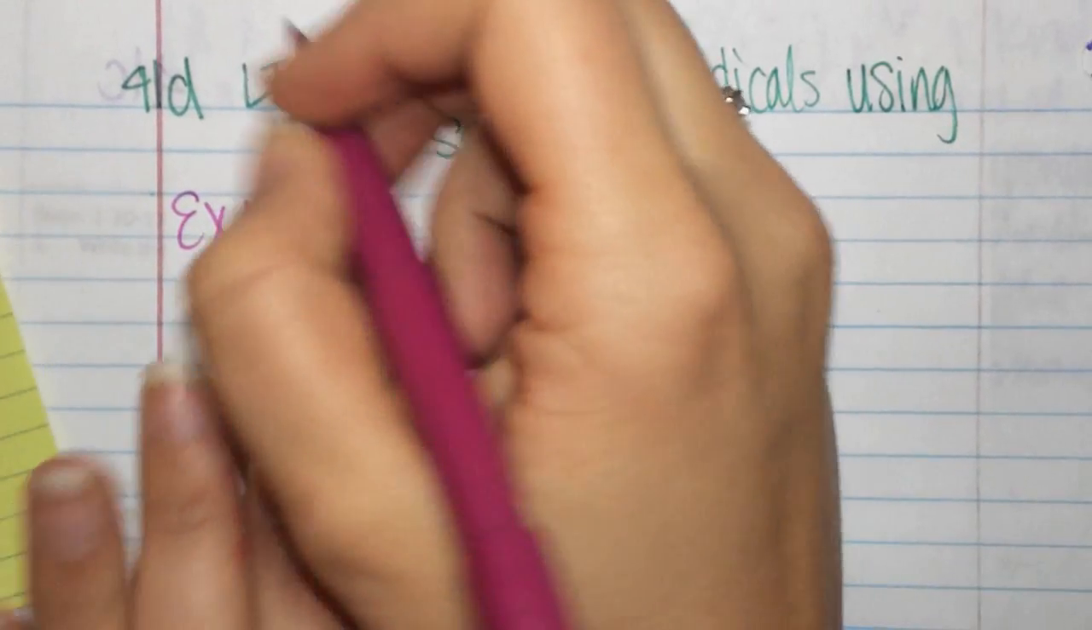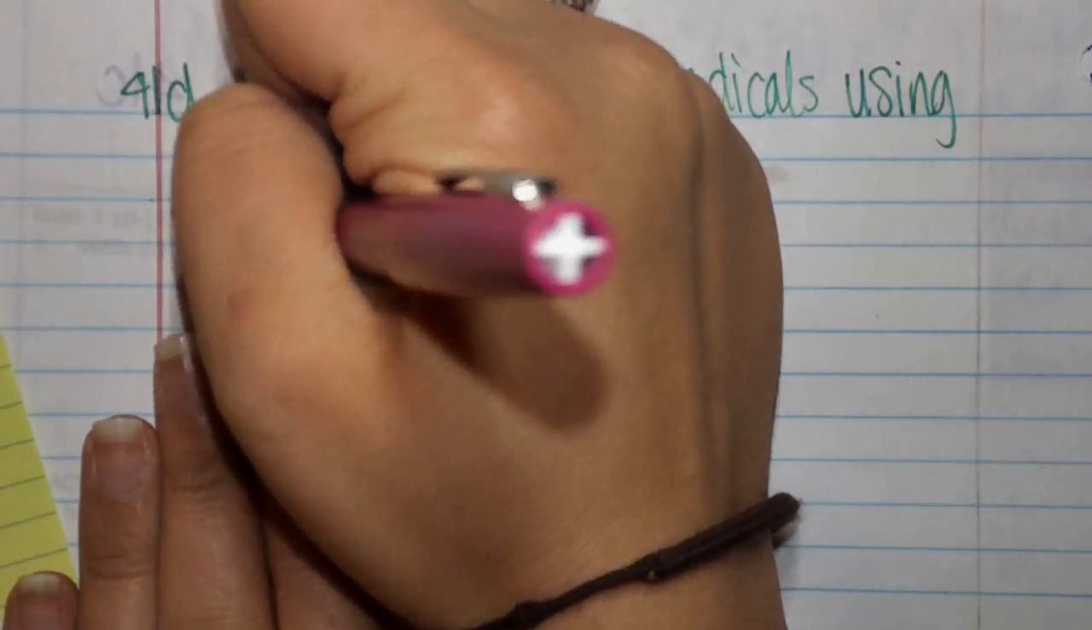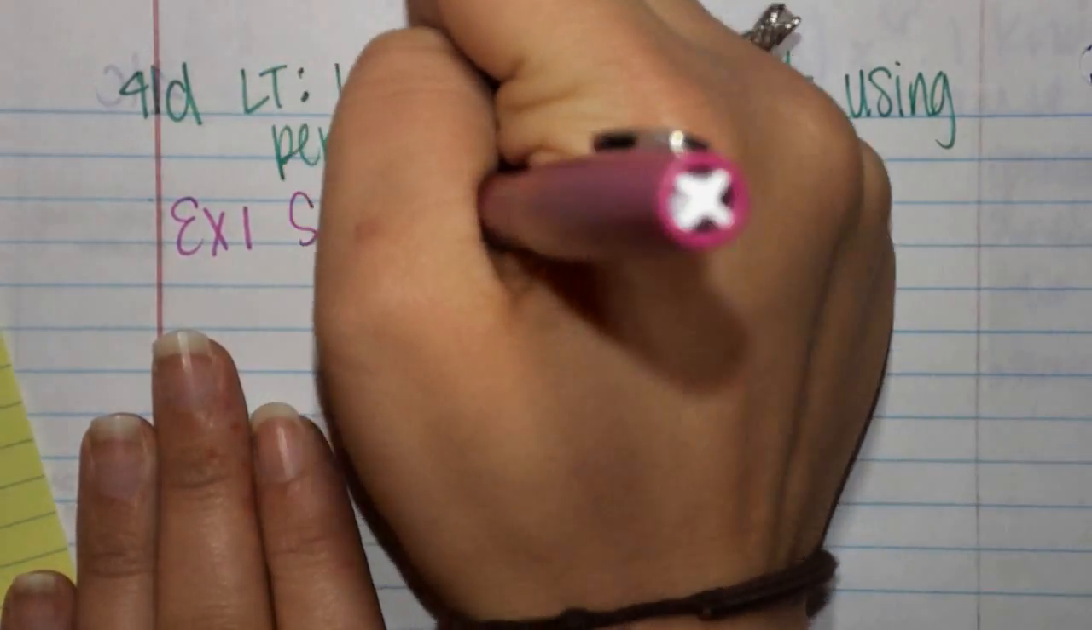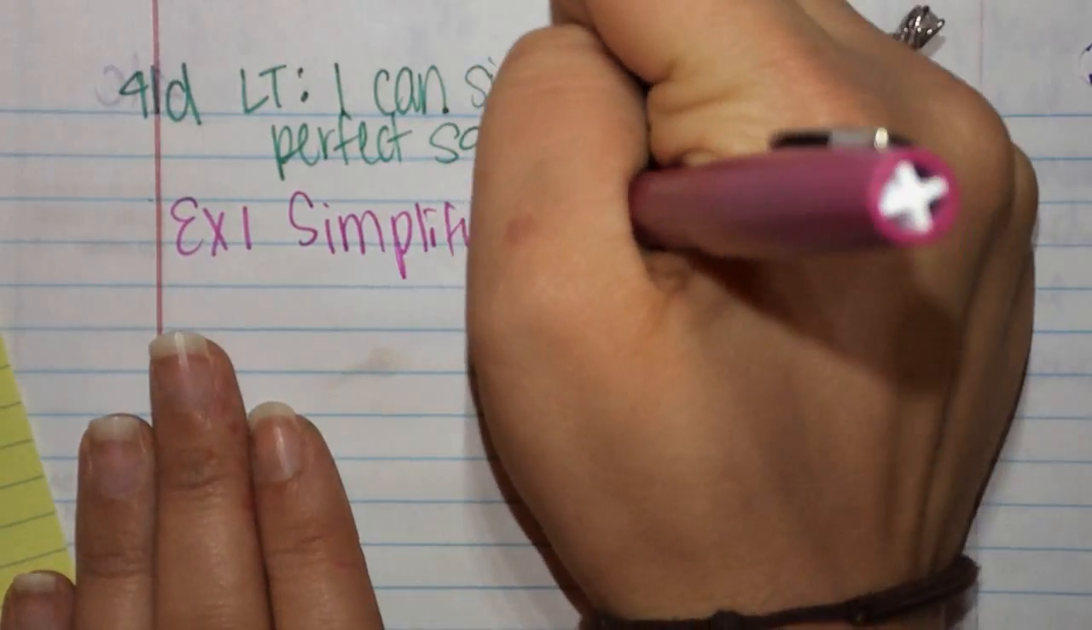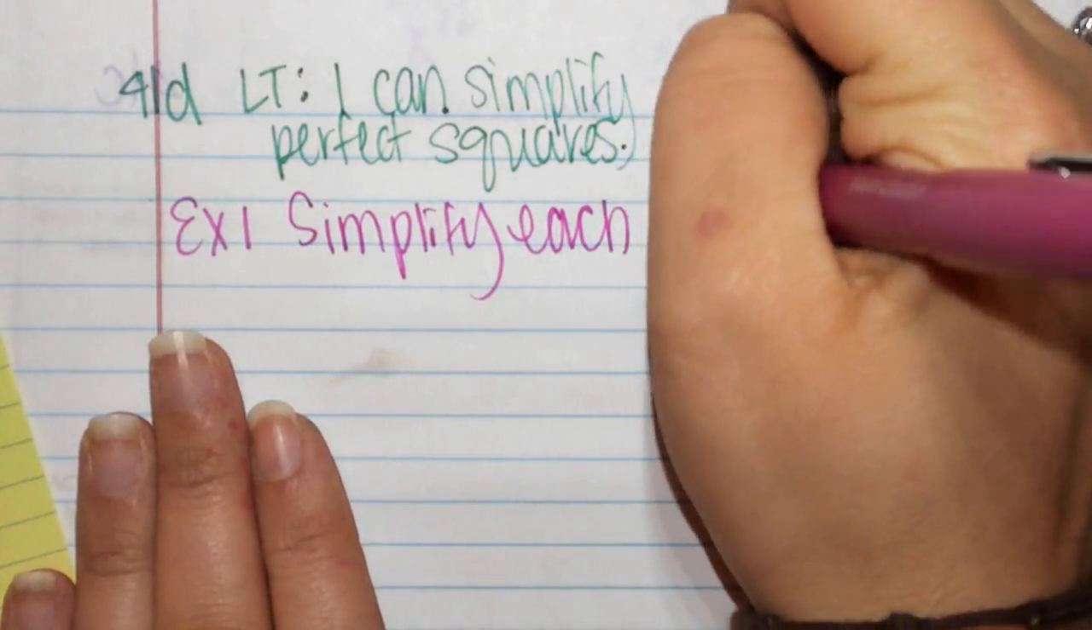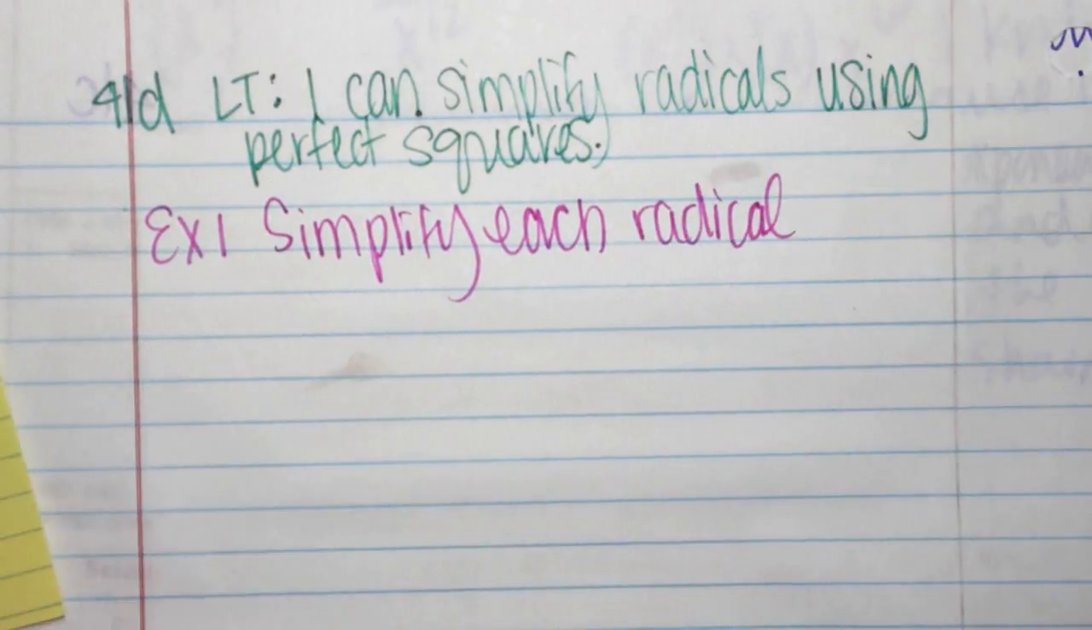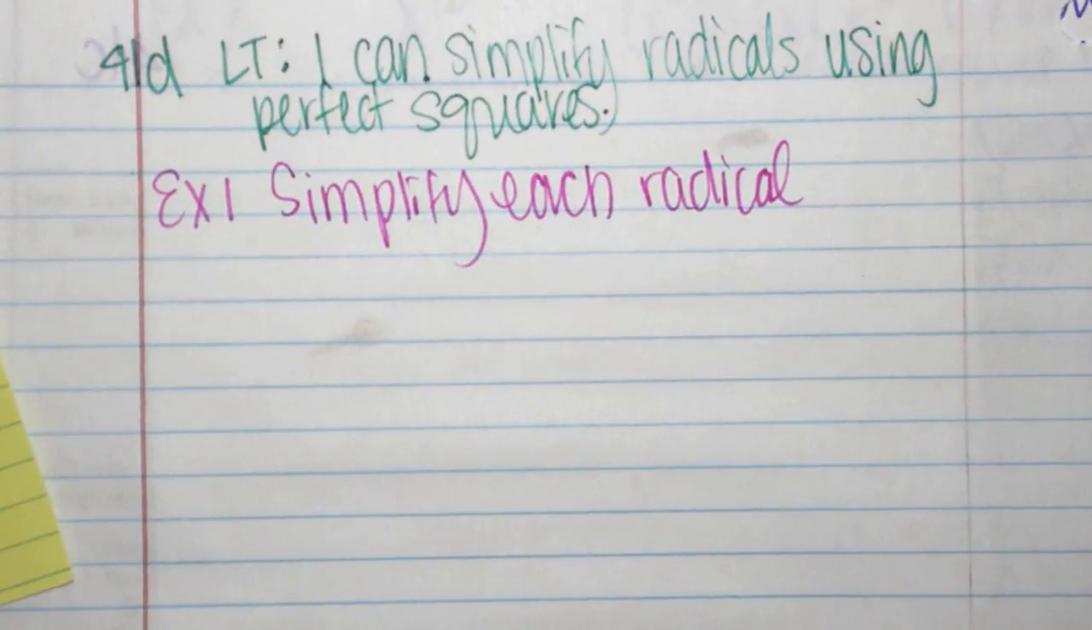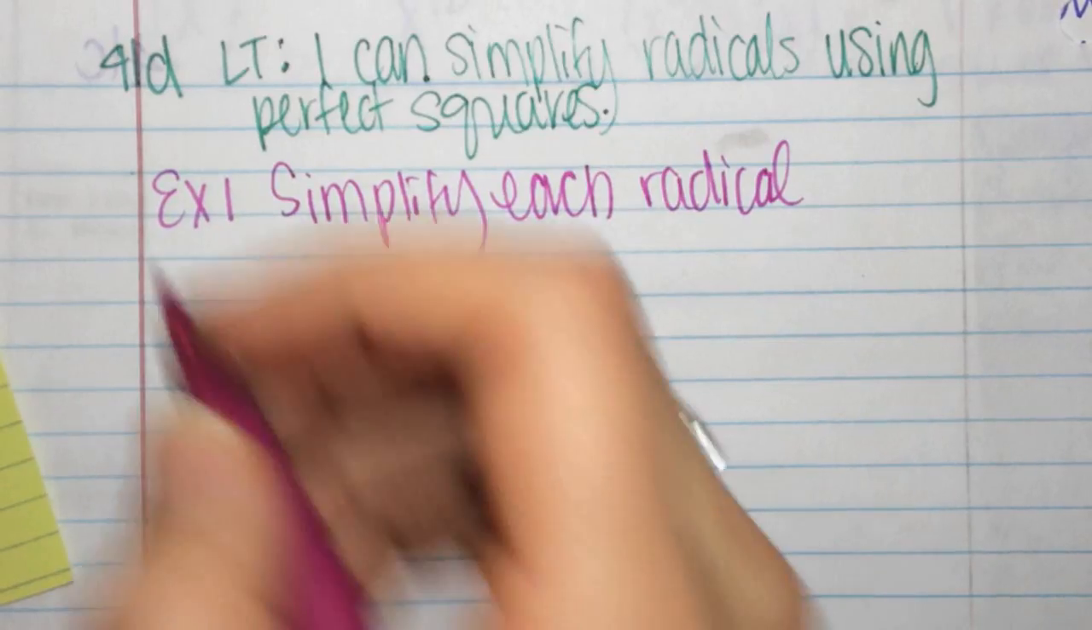All right, so example 1. Simplify each radical. All right, so what we're going to do first is we're just going to take the square root of some numbers.